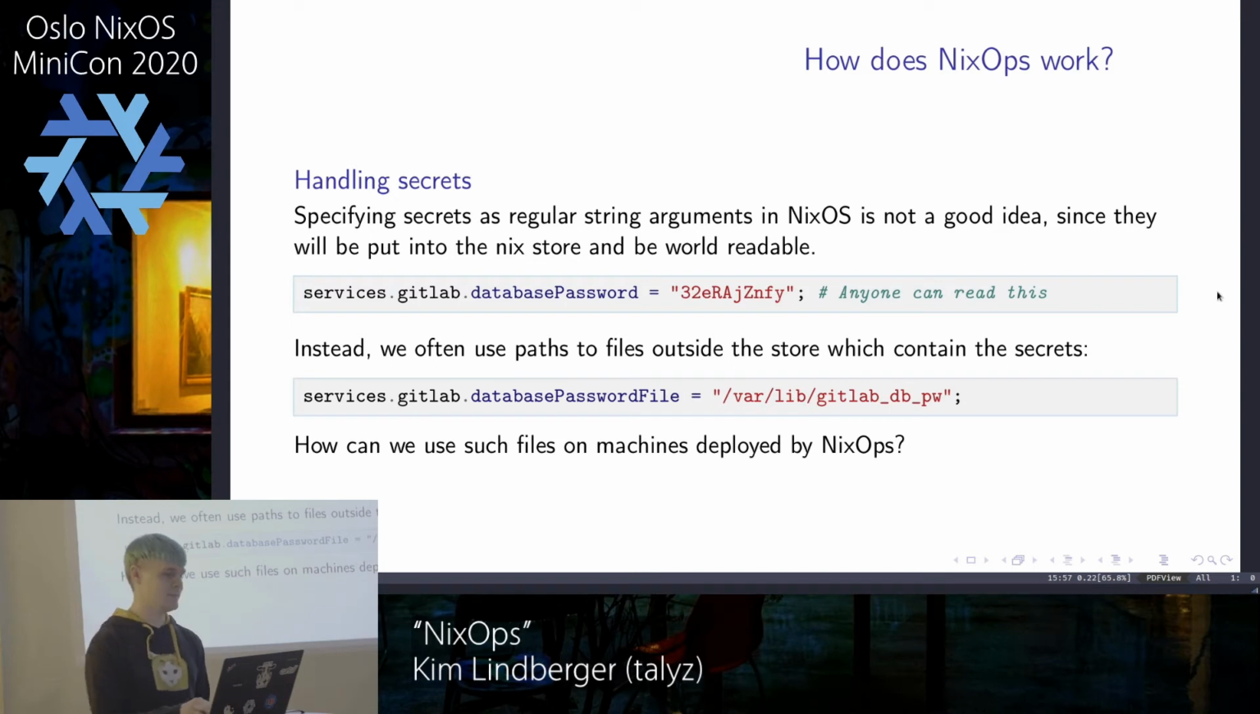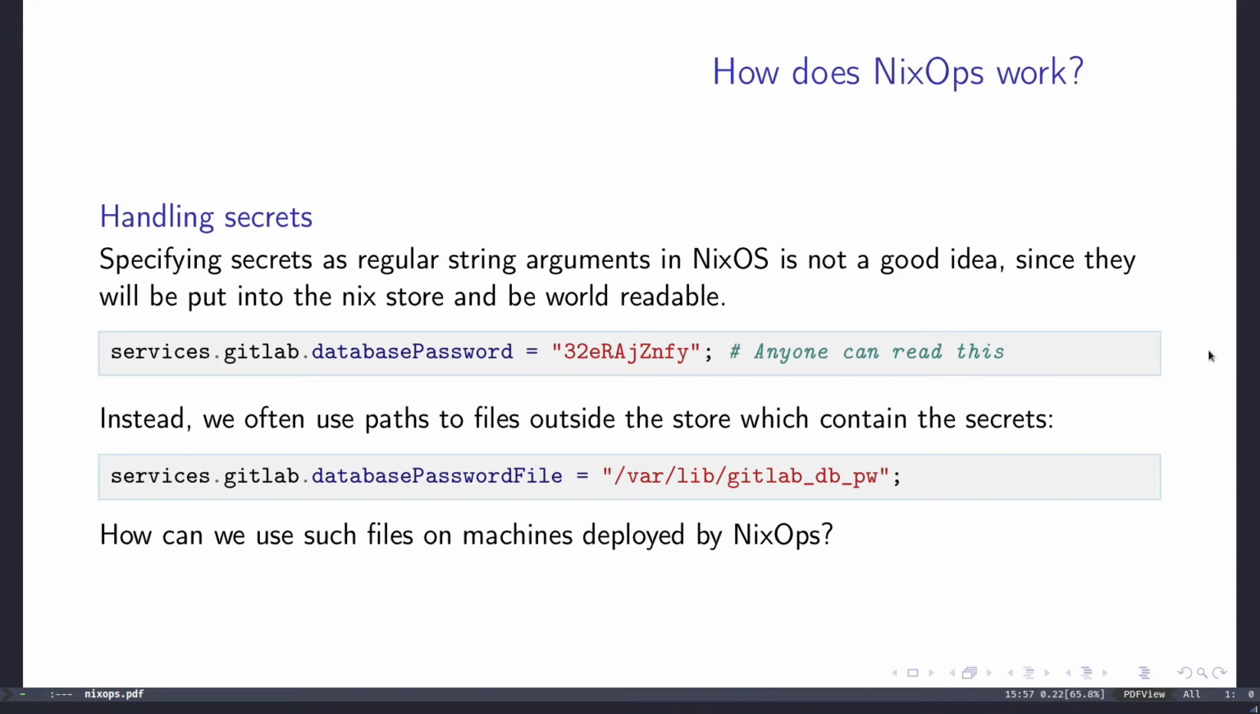All right, an important thing is also to be able to handle secrets, which in NixOS is kind of a tricky thing at times. Specifying secrets as just normal strings in NixOS is not really a good idea, since they will be put into the Nix store in world-readable plain text. So anyone on the machine, no matter what user privileges they have, can read that in the Nix store. So, for example, we have just a database password, and anyone can read that.